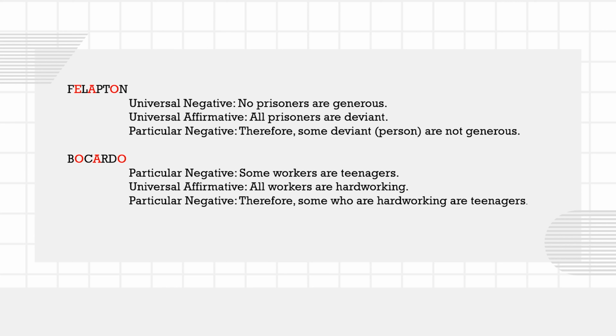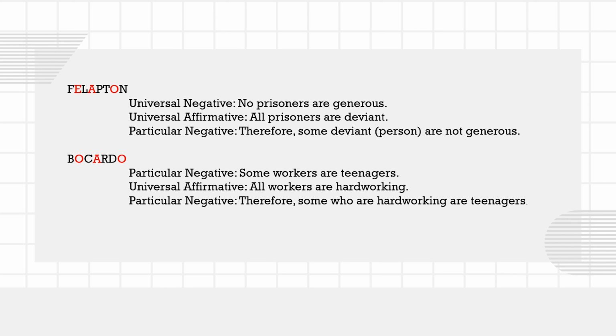This syllogism adheres to the principles of categorical logic, showing that if there are some workers who are teenagers and all workers are hard-working, then there must exist a subset of hard-working individuals who are teenagers, as suggested by the premises.